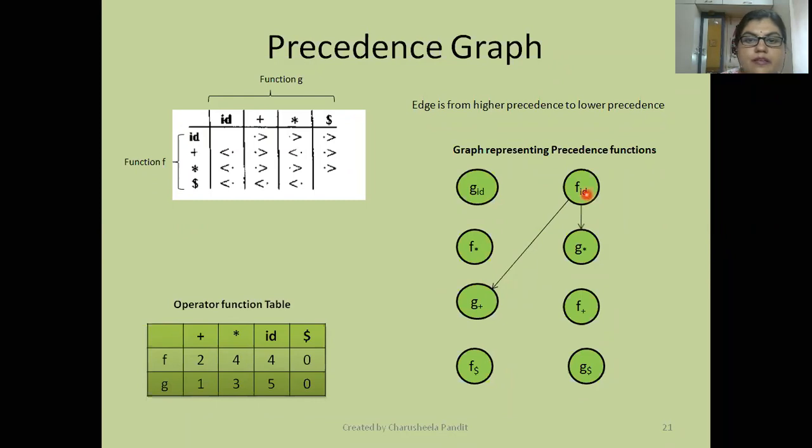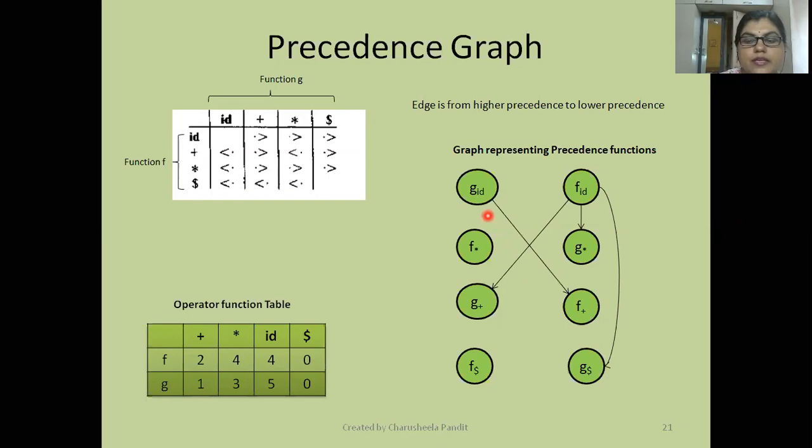Similarly, f of id and g of star. f of id is having more precedence, so the edge will start from f of id and go till g of star. Now, if we see f of id and g of dollar, f of id is having more precedence. So you can see the edge is from f of id and it is going to g of dollar.